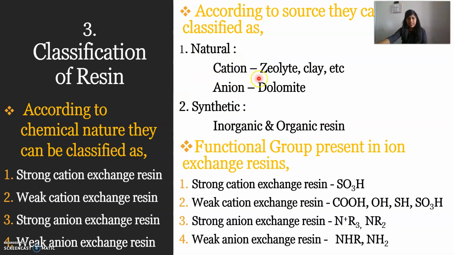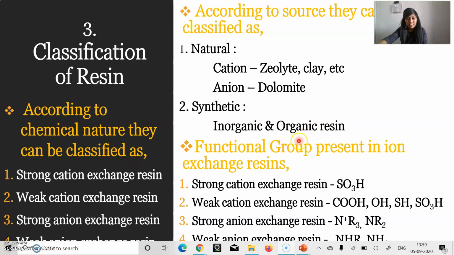In natural sources, cationic is zeolite, clay, and anionic is dolomite. And in synthetic, inorganic and organic resins are utilized. In organic resins, a combination of divinylbenzene as well as polystyrene is most commonly utilized.